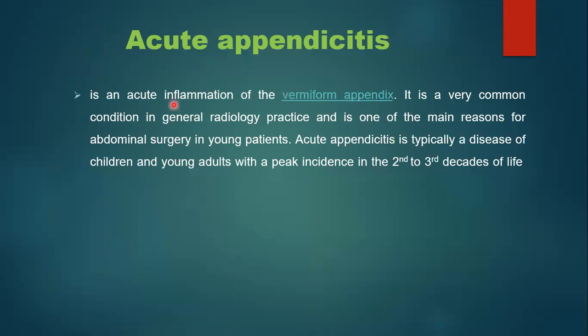Acute appendicitis is an acute inflammation of the vermiform appendix. It is a very common condition in general radiology practice and is one of the main reasons for abdominal surgery in young patients. Acute appendicitis is typically a disease of children and young adults, with a peak incidence in the second to third decade of life.